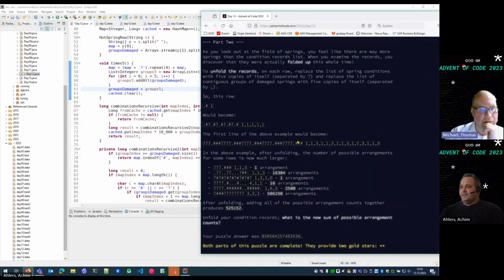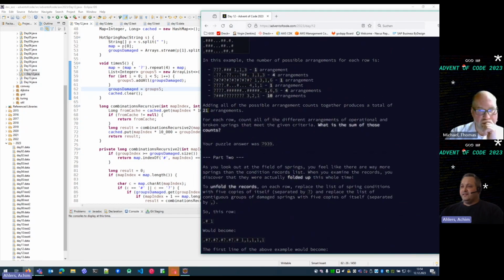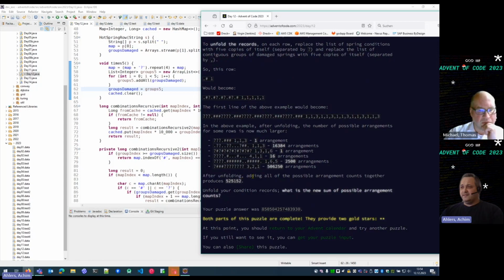Difficult, yeah. And as you can see, for the original puzzle input, the total number of arrangements that you can have is 21. The number of arrangements is what the puzzle expects as answer. So for the test data, it was 21. And in the second part, this rises to 525,152. So the numbers get a lot larger.